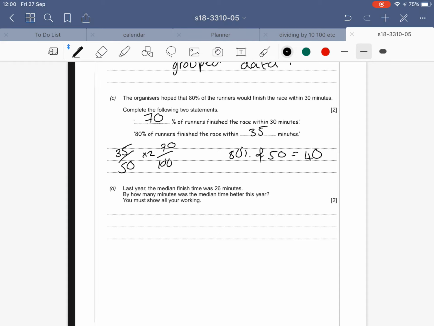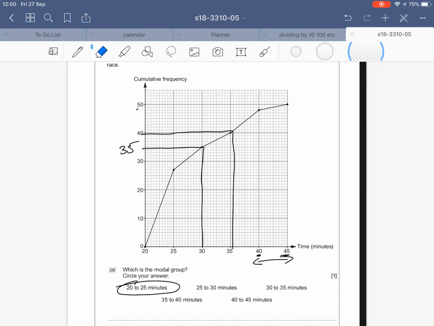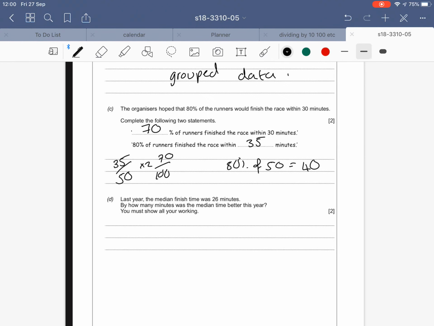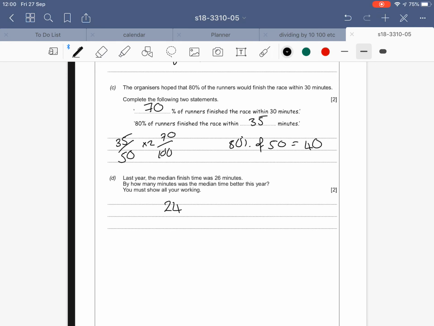Okay, last year the median finish time was 26 minutes. How many minutes was the median time better this year? So to find the median, I've got a lot of lines going on here, I'm just going to get rid of them. Median is half of the total, so that's 25. So read across from 25, read down, I think I got about 24.5. The difference between 24.5 and 26 is 1.5 minutes. If you want to put a minute and a half, or 1 minute and 30 seconds, it's up to you. I just leave it as 1.5, it doesn't ask you.